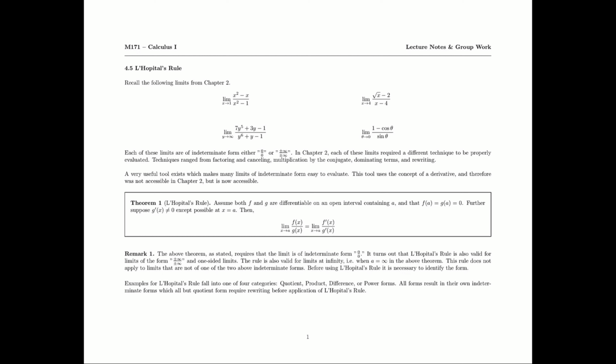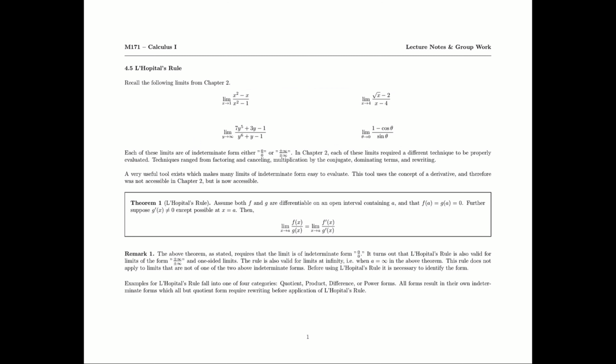Secondly, not every limit is going to best be solved by L'Hopital's rule. Just because a tool can do the job doesn't mean it's the best tool for the job. So, for instance, here with these four limits, all of these limits can be solved using L'Hopital's rule. For instance, let's go ahead and take a look at what L'Hopital's rule says.